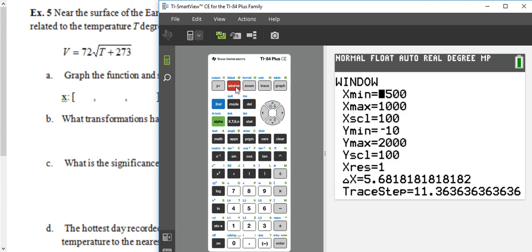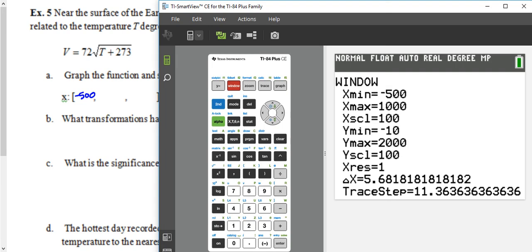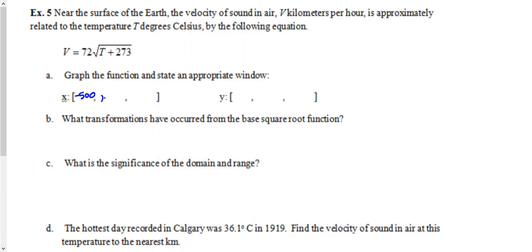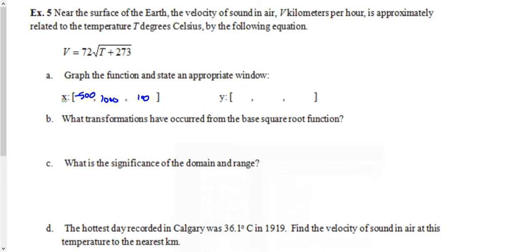So again, here's my window setting that I'm going to copy down. Whenever you see a square bracket like this, you're just jotting down your window setting. So I'm using negative 500, and then we went to x max of 1,000 going up by 100. And my y values, I'm going from negative 10 to 2,000 and going up by 100. There we go. And we were able to see our graph.